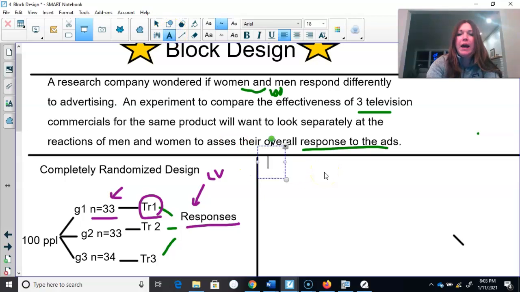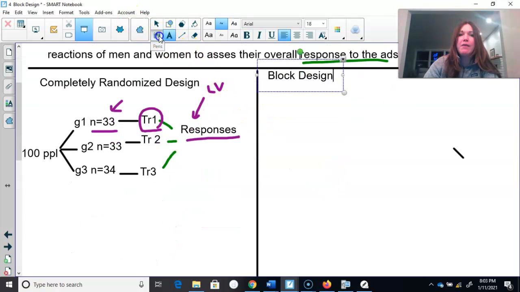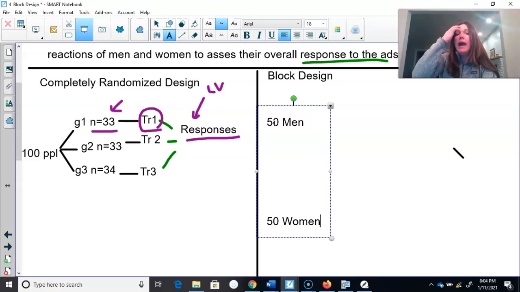And we break up the men and the women before. So I would say, hey, I have 50 men and I have 50 women. I'm going to break them up into different blocks. And now what I'm going to do is do this experiment for the men and for the women. Now what I'm doing is controlling that lurking variable, okay?